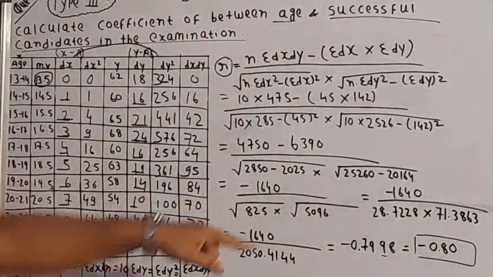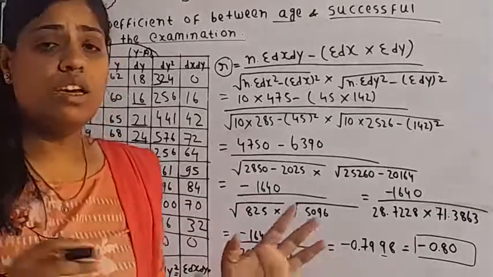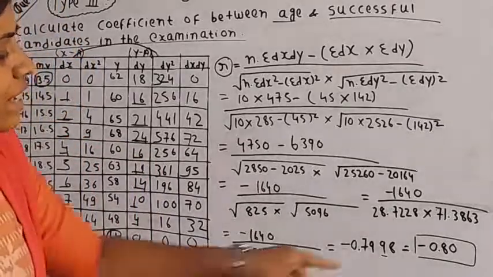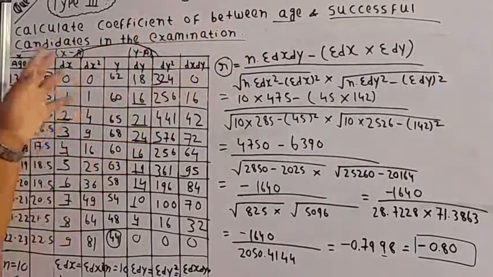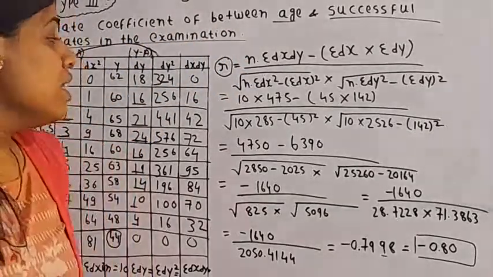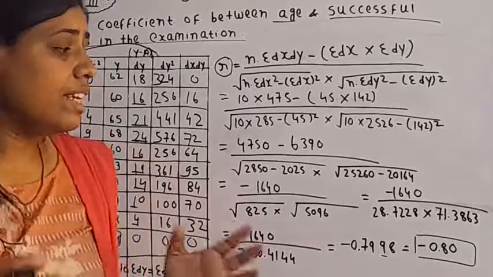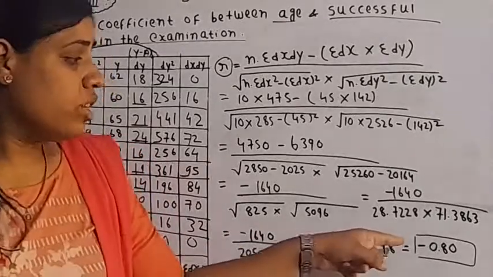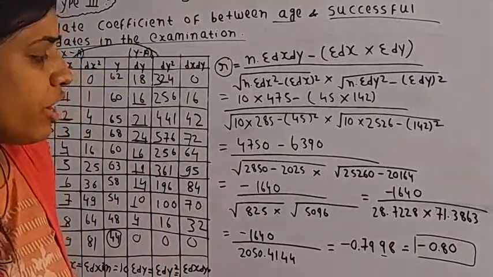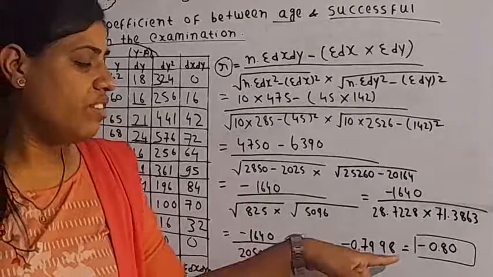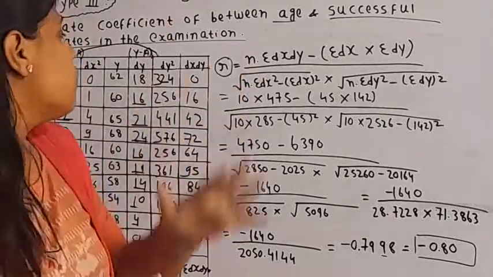Okay. So this is the value of r, that is the value of the coefficient of correlation. So guys, here what can we conclude? We can conclude that there is highly negative correlation between the age and the successful candidates in the examination. Means there is a negative relationship between the age and the successful candidates in the examination. Highly negative correlation. Why highly negative? Because the coefficient of correlation lies between minus 0.75 to minus 0.90. That is why we say that there is highly negative correlation between the age and the successful candidates in the examination.